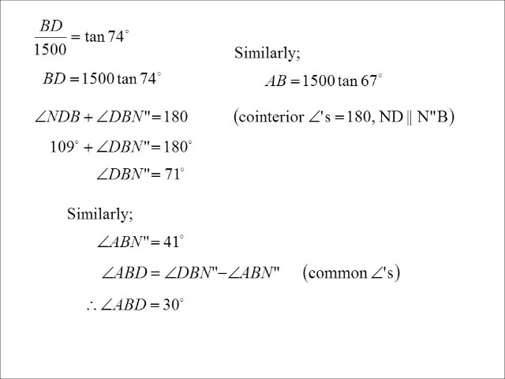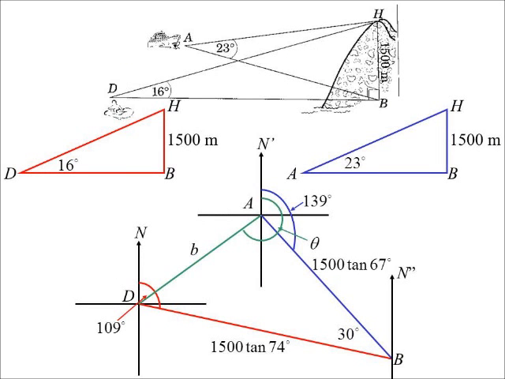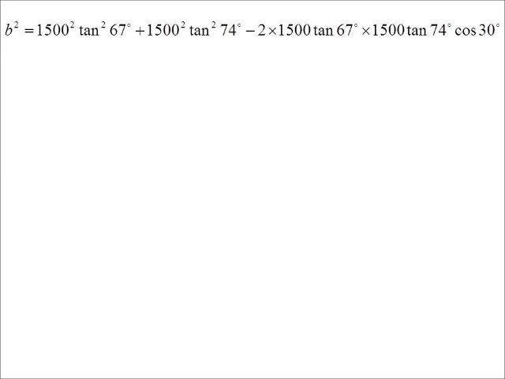And then angle sum of a triangle. Oh, no, common angle, sorry, not angle sum of a triangle, because ABD is made up of the other angles. And we get 30 degrees. So we can pop that in. So now I have the perfect scenario where I've got 2 sides and an included angle. I should be able to find B via the cosine rule. All right, 1,500 squared, tan squared, etc., etc.